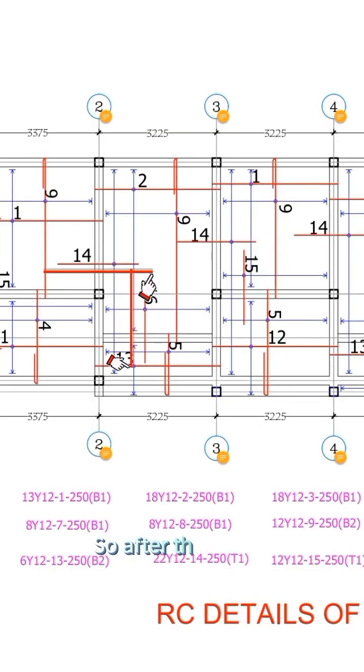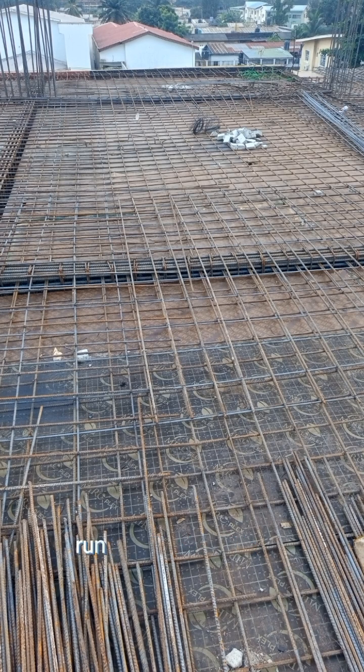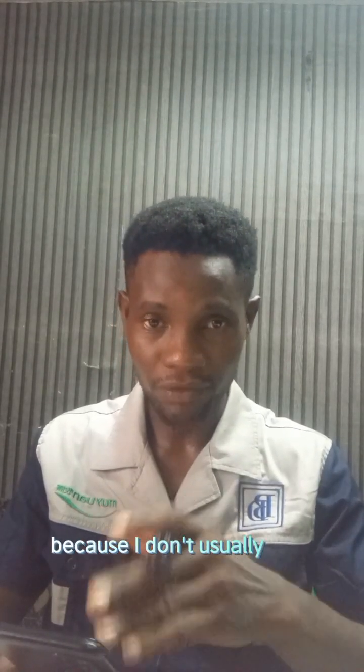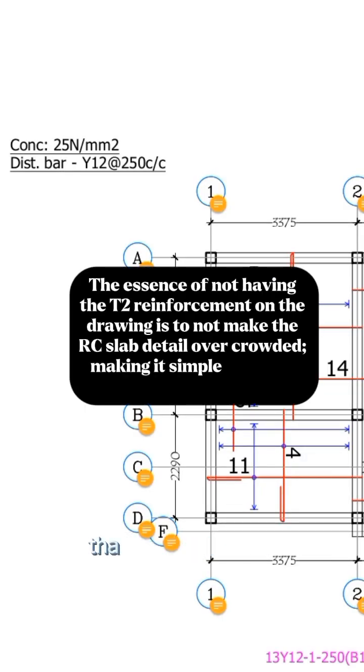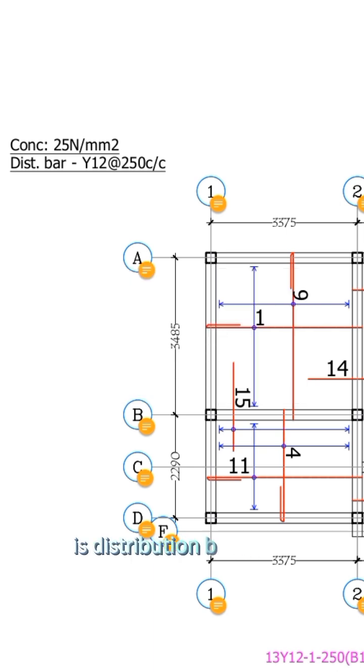After that, the T1 is the one I labeled 14. Just like I said, it's drawn from one panel to another panel. Now, where is the T2 on this panel? I don't have T2 on this panel, right? Because I don't usually have T2 on my slab. Instead, I put a note of what you should use. On this one, it is a distribution bar of 12 mm at 250 center to center. Any red line you see on this drawing is the reinforcement.